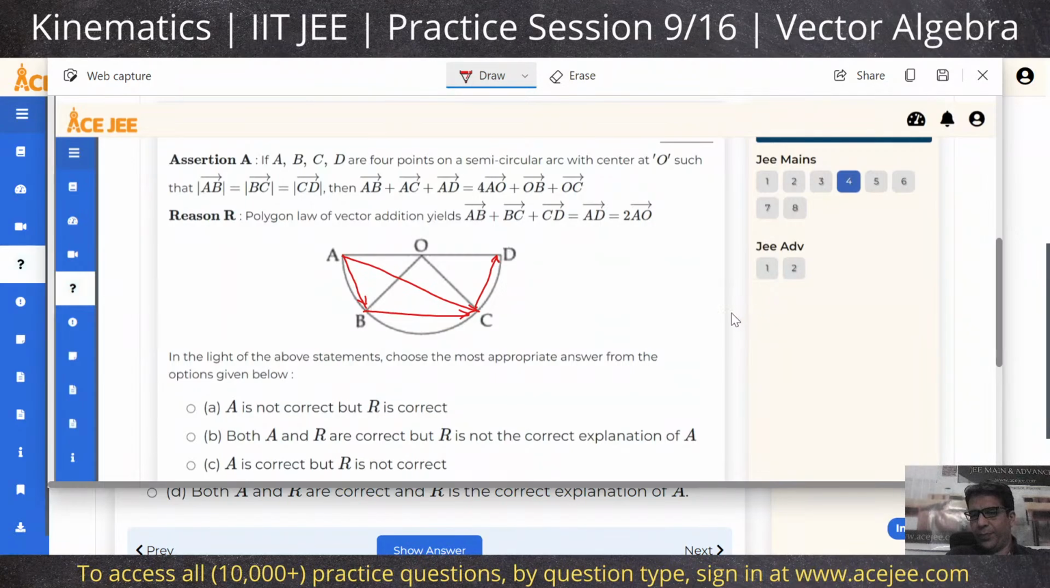So let's quickly see how we check this out. AB plus AC plus AD in terms of AO, OB, and OC. So let's quickly write our AB. How can we write AB, beta? Can't we write it as OB minus OA? Just give me a second, beta. Sorry, mine was correct earlier. So AB I can write as AO plus OB.